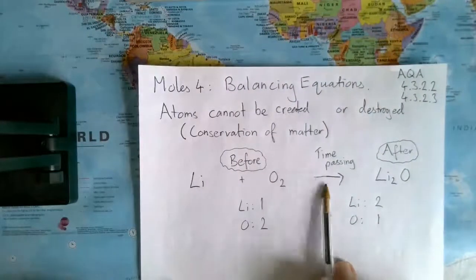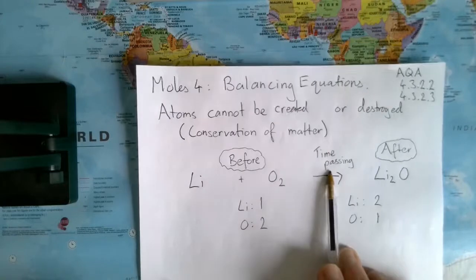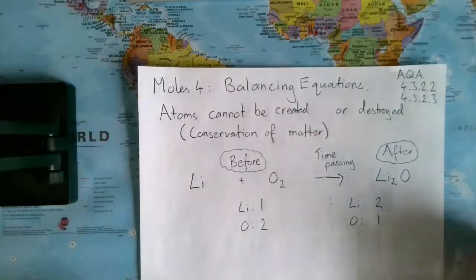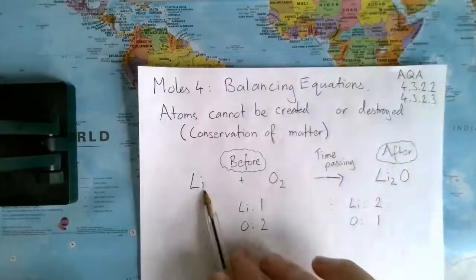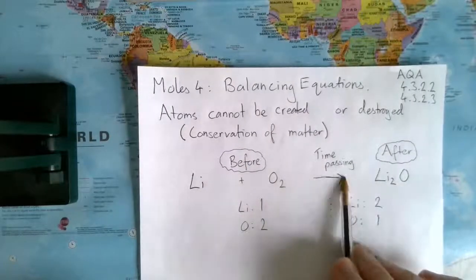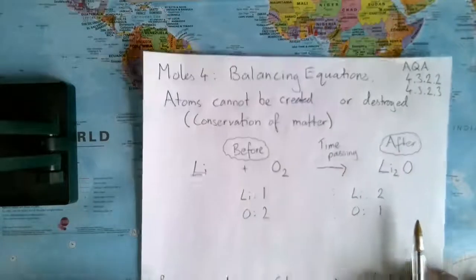And a really big thing, you must always use an arrow in an equation. It means time passing. The thing you can never do is put an equals, because you've got a before and an after, from the reactants to the products, and there is an arrow to show that you had this lot, chemistry happened, and now you've got this lot.